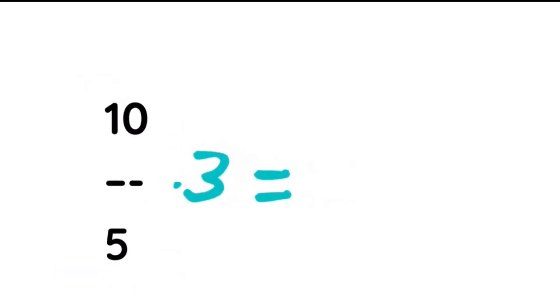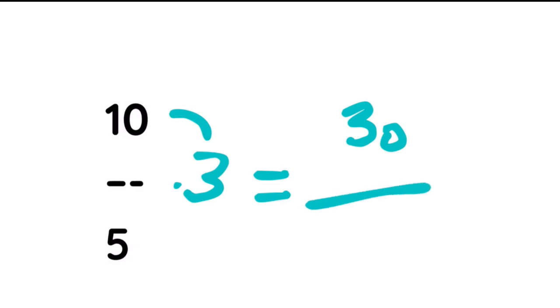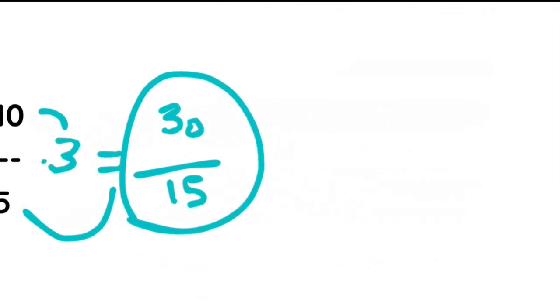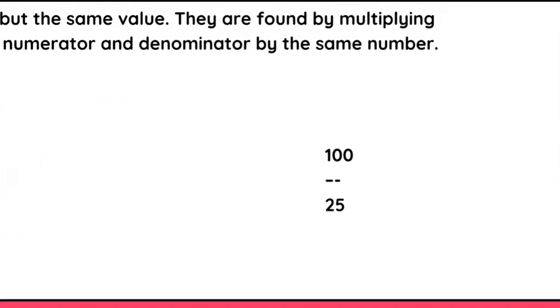So I have 10 divided by 5. I want to, for example, multiply these two by 3. Okay, so when multiplied, this will equal 30, and this equals 15. And it's as simple as drinking water, and this is an equivalent fraction for 10 divided by 5. 30 divided by 15, right?